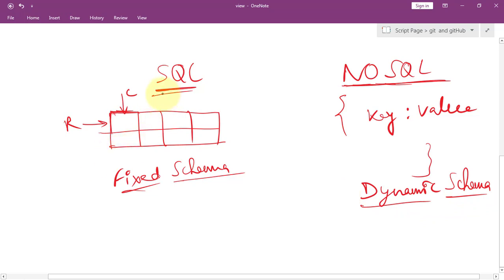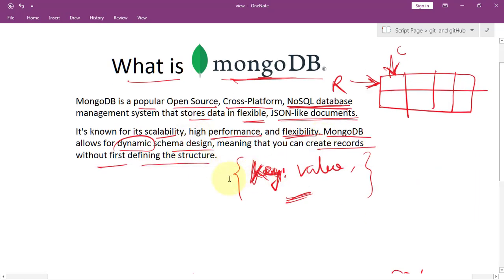Some examples of SQL databases are MySQL, and also we have SQLite. But in the case of NoSQL, we have examples like MongoDB. So I hope you understand about MongoDB.